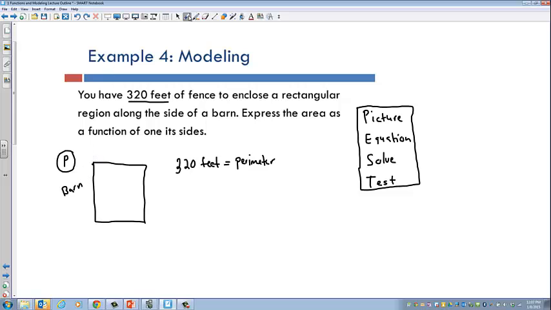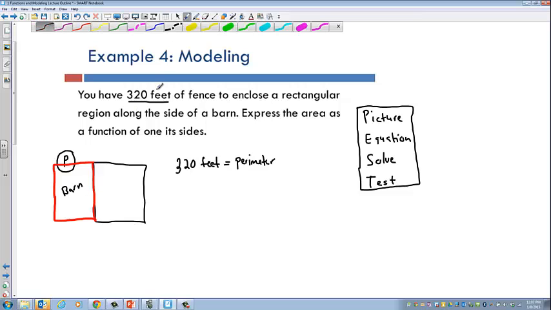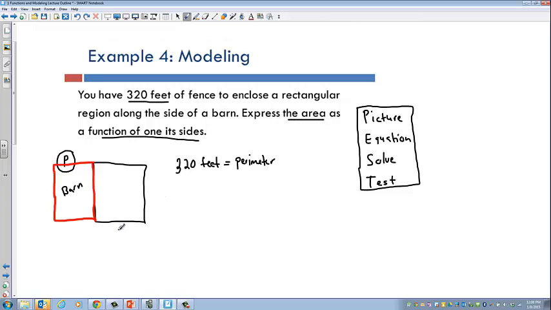So I'll put the barn, and let's draw it in red. So here's my red barn. And what that means is that this side right here does not need to be fenced because you're going to use the barn. And you want to express the area as a function of one of its sides. So let's label the sides. We'll label this side X, which means this side's X too. And then this side's different, so we'll label it Y.